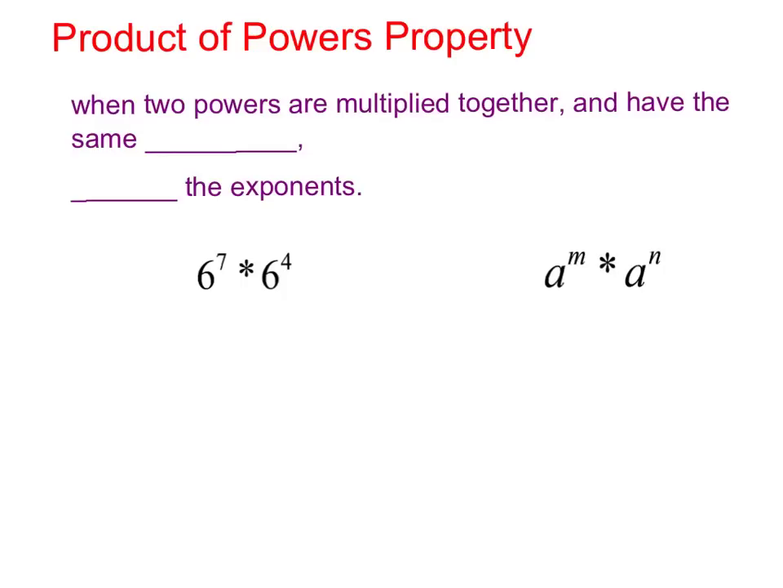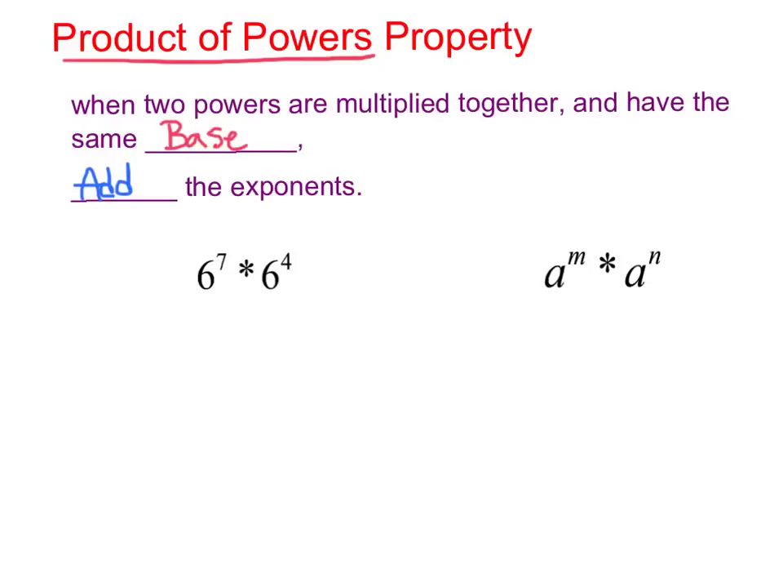So that brings us to our first property, and our first property is the product of powers property. Basically what this is going to tell us is that when 2 powers are multiplied together and have the same base, all we need to do is add the exponents. So let's look at these 2 quick examples here.